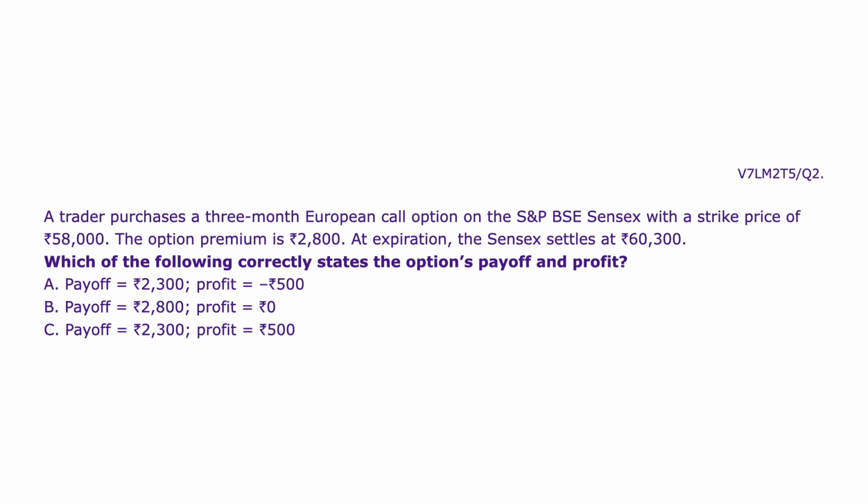A trader purchases a 3-month European call option on the S&P BSE Sensex with a strike price of 58,000 rupees. The option premium is 2,800 rupees. At expiration, the Sensex settles at 60,300 rupees. Which of the following correctly states the option's payoff and profit? A. Payoff equals 2,300 rupees. Profit equals negative 500 rupees. B. Payoff equals 2,800 rupees. Profit equals 0 rupees. C. Payoff equals 2,300 rupees. Profit equals 500 rupees.